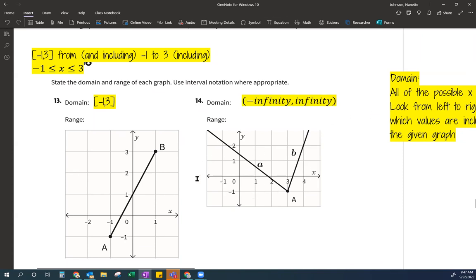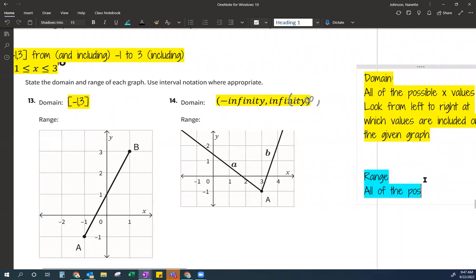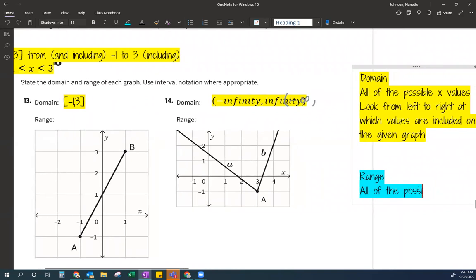Okay, so things that you should know: when I should use square brackets, and when I use parentheses. For domain, we're looking from left to right, as opposed to range. Now I'm going to put this in a different color just so your brain separates those two thoughts. Okay, so range, similarly, it's all of the outputs. Okay, all of the outputs.